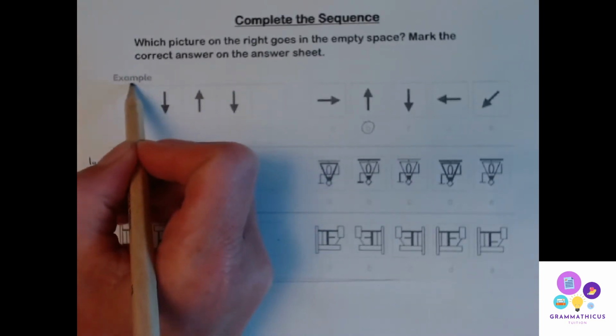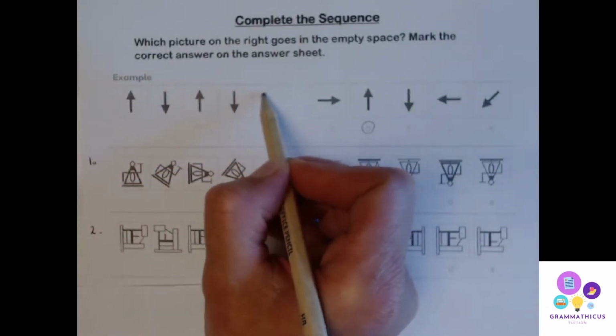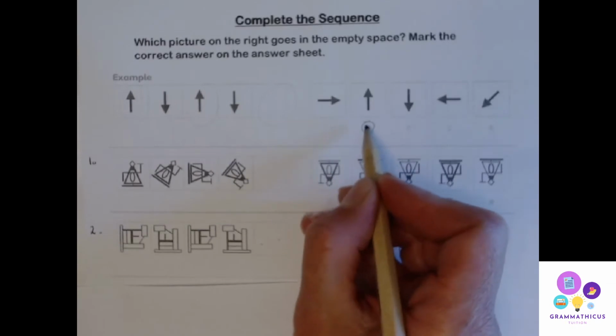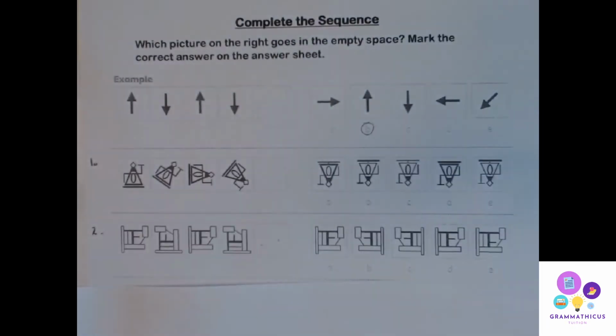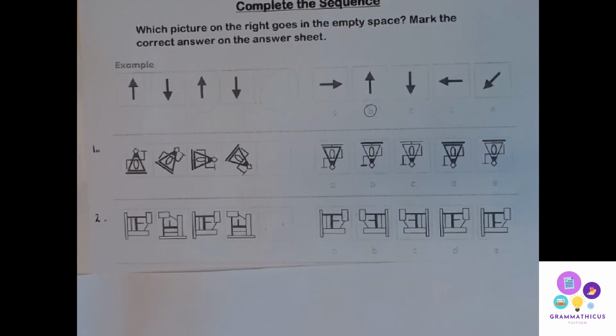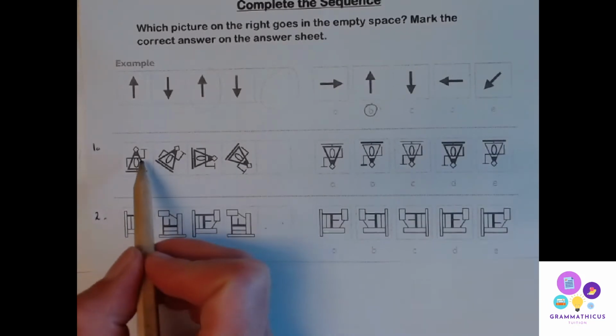I can see that this shape here is the same as this shape here, which will be the same here. So the correct answer for this one would be B. I'm going to mark B by circling it, and then I'm going to mark it on my answer sheet. Okay, let's have a little look at question number 1. Now, straight away, I can see that I have a shape that is rotating.